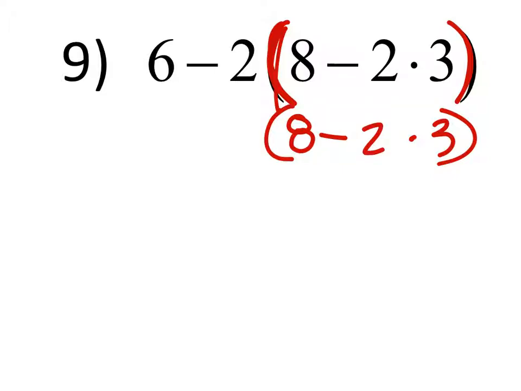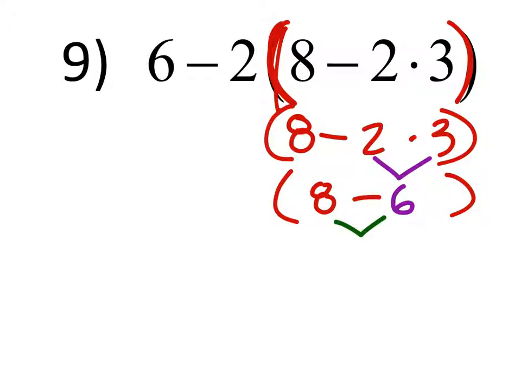So in this parentheses in red, are there any other parentheses? No. Are there any exponents? No. Are there multiplication or division? Yes. I've got the 2 times 3, which is 6. So I've got the rest of this, which is 8 minus 6. So I don't have any multiplication or division anymore. So I can move on to addition and subtraction, specifically subtraction. 8 minus 6 is 2.